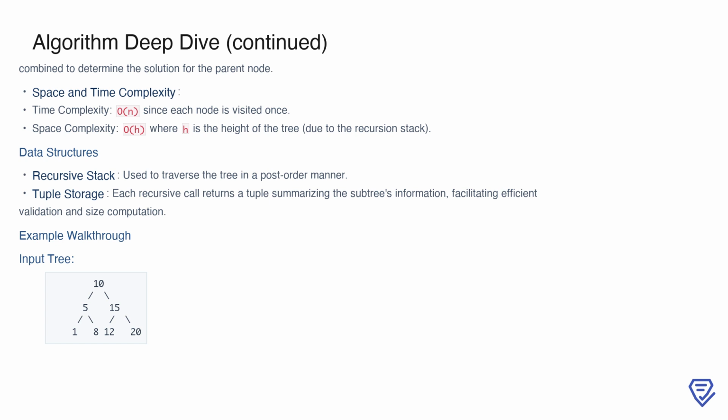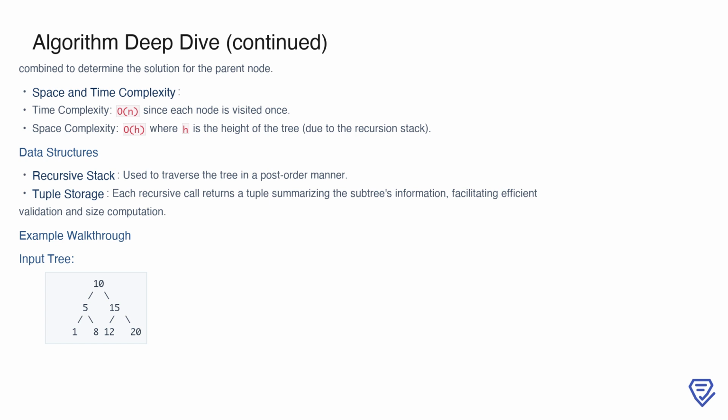The space complexity is O(h), where h is the height of the tree, due to the recursion stack. These efficiencies make the approach well-suited for large trees. In terms of data structures, the recursive stack facilitates post-order traversal, while tuples returned by the helper function summarize critical information about each subtree. To understand the algorithm in practice, let's consider a specific example.